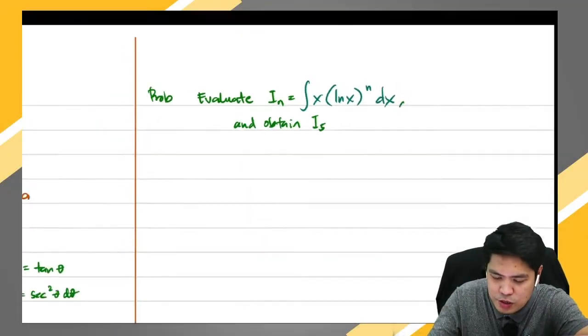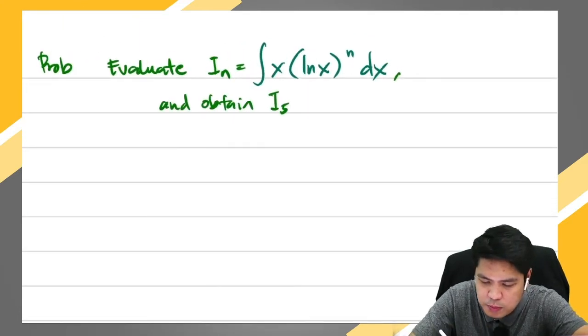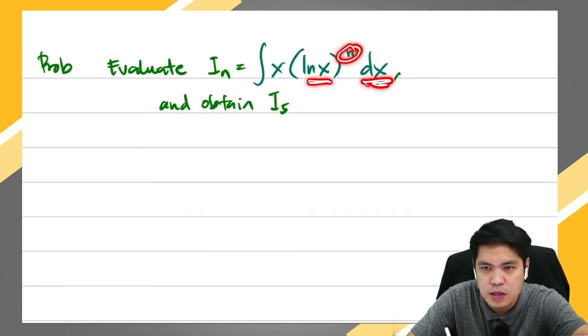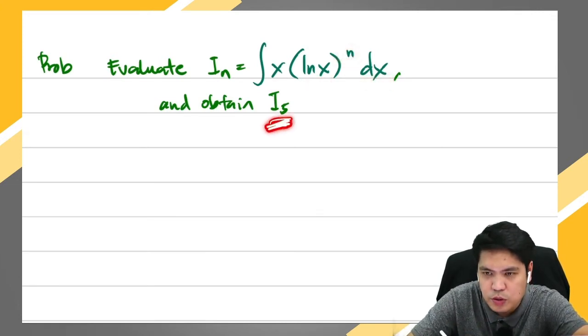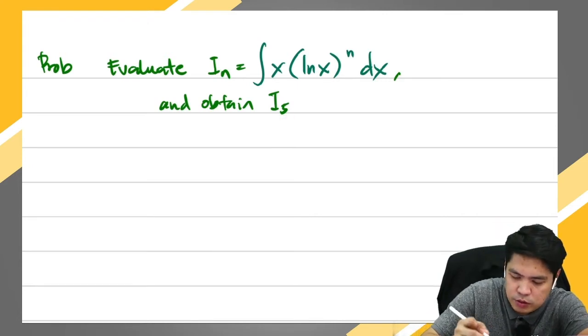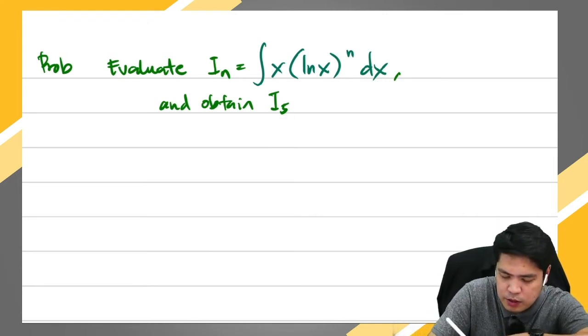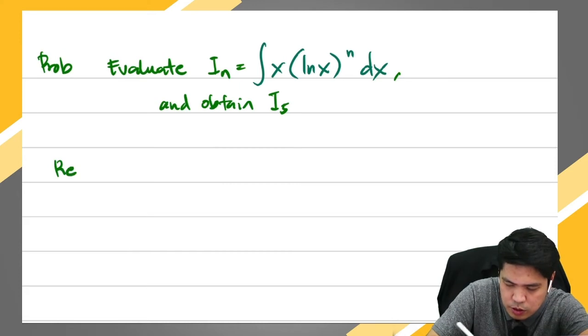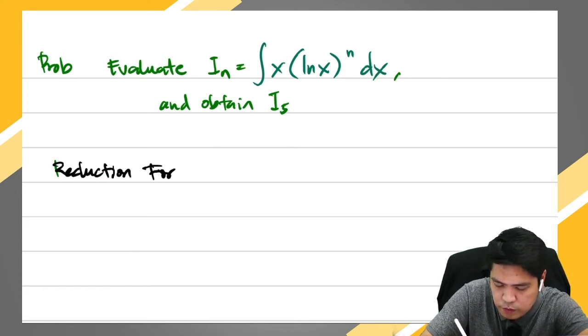Okay, let's try another one. We'll have to evaluate I sub n, which is equal to the integral of x times ln x raised to n dx. And we need to obtain I sub 5 once we get the reduction formula. So let's start by solving for the reduction formula.